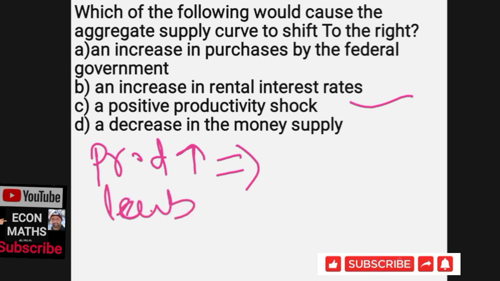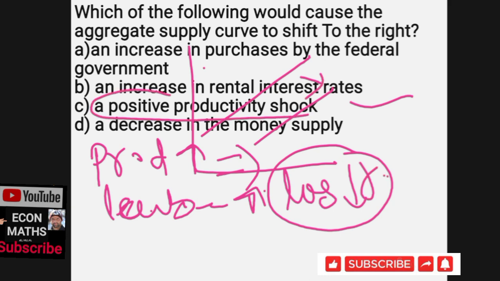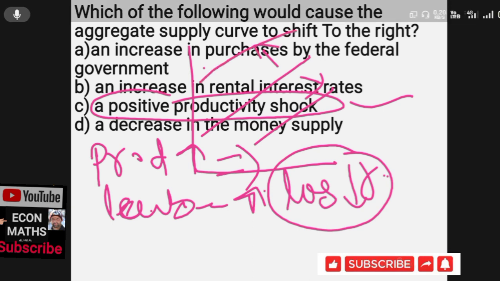If labor efficiency increases, that means labor cost will decrease. Because of the decrease in the labor costs, aggregate supply will shift to the right. Okay, so the correct option is positive productivity shock. Similarly, if there is negative productivity shock, then the aggregate supply will shift to the left. This will be caused by the increase in the wage rate of the labor.